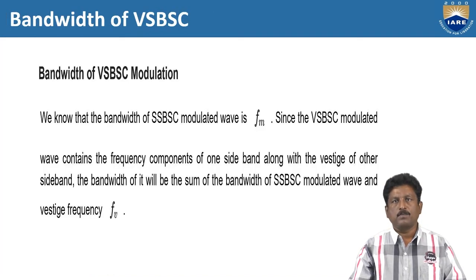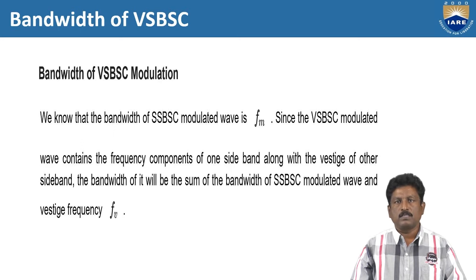Then, coming to the bandwidth requirement of the VSB wave. What is the bandwidth required for the VSB-SC wave? In the case of AM modulation, the total bandwidth, that is the range of frequency for AM with full carrier and two sidebands, is 2 fm only, which we discussed in the previous classes. So the overall bandwidth requirement is equal to 2 fm only.